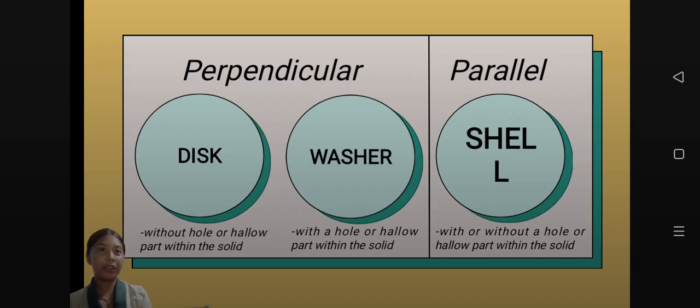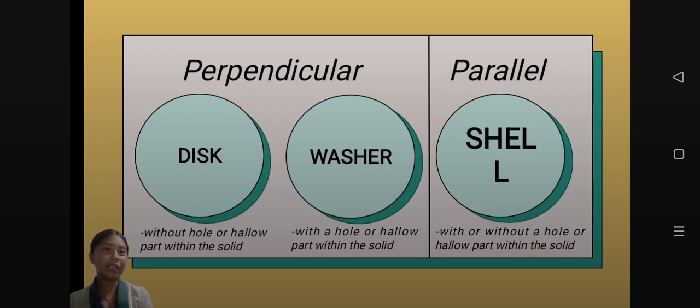First, we have the method of assigning rectangular elements in the area that are perpendicular to the axis of revolution, and the second method of assigning rectangular elements in the area that are parallel to the axis of revolution. In the first method, we have two formulas, which are the disk and the washer method. The disk method is used when there is no hole or hollow part within the solid, while the washer method is used when there is a hole or hollow part within the solid.